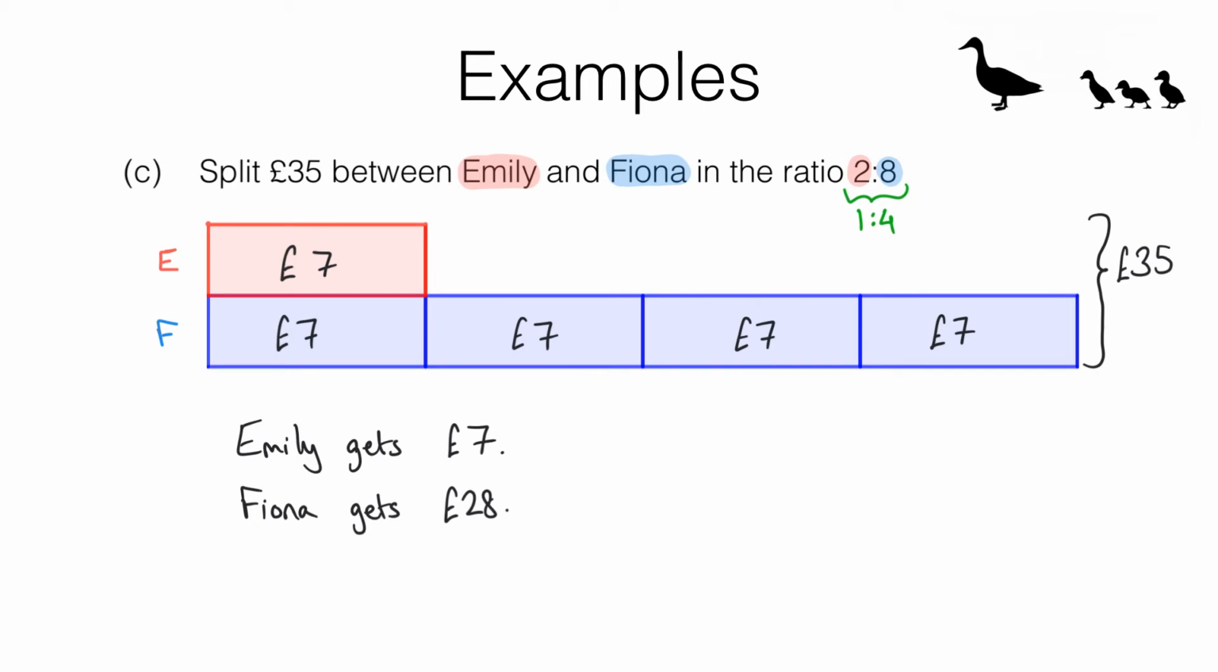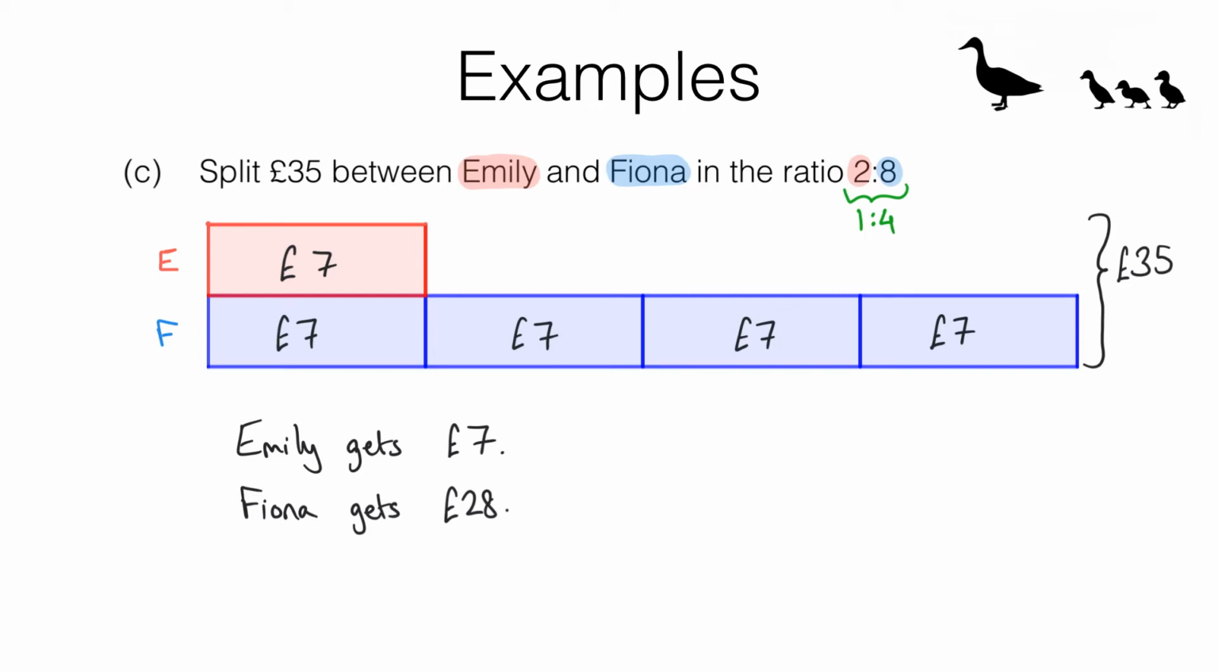We've still got £7 for Emily and £28 for Fiona. And remember what I said? A good check to do at the end of one of these questions is to add these up and make sure they add up to the correct total. 7 plus 28 is £35, so we know we've got this one correct.